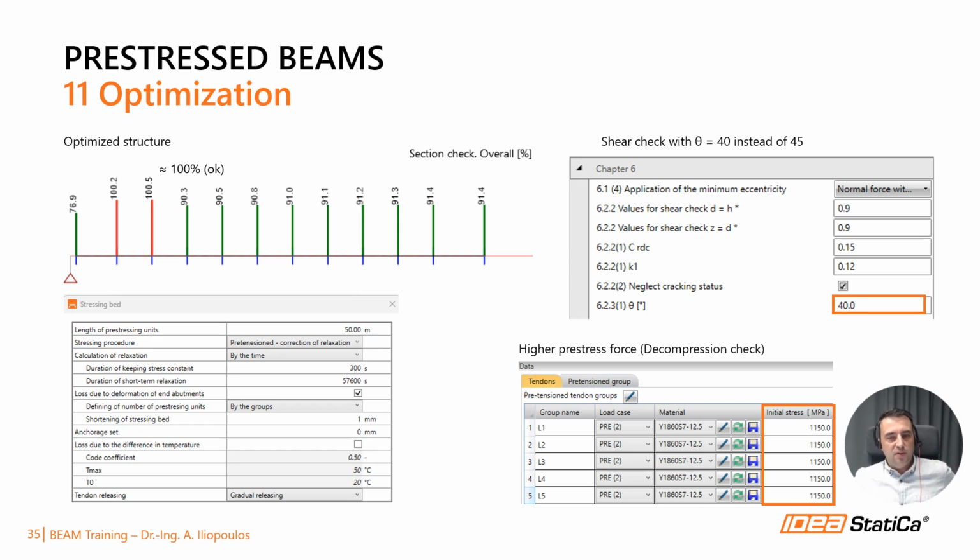You may have noticed on the previous slide that we already complied with the decompression check. That's because I optimized the tendons. I increased the initial stress in tendons, as you can see, and I also adjusted the setting of the prestressing bed. You can see the new settings as well here. This has some influence on shear additionally, but in our case we can say that the utilization of 100.5 is okay.